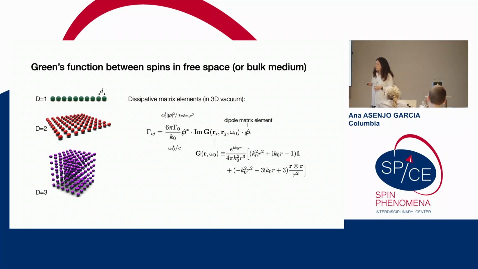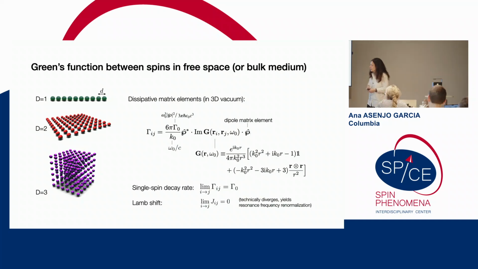I can now take the limit where the distance between the atoms is zero, and this is equivalent to finding the local term of this Green's function. Okay, so if you want, it's also a self-energy. It's going to tell me about the local decay of an atom in free space, and also the frequency shift associated with the fact that vacuum fluctuations change the resonance frequency of the atom. The single atom or single spin decay rate is gamma zero. You just Taylor expand this where R goes to zero, and you find that.